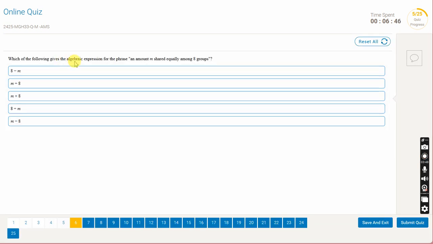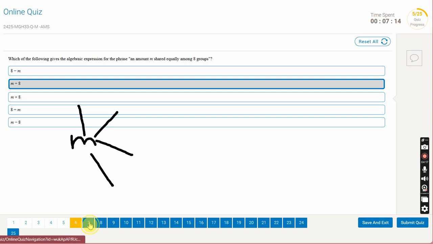Which of the following is algebraic expression for the phrase an amount m shared equally among 8 groups? So now they're dividing. Now remember, m can be anything. It can be a piece of chocolate, it can be gifts, maybe like m gifts being divided into 8 parts. It's being shared equally. What does shared equally mean? It means division. When you divide something equally among a group of people or a group of students, you're going to divide it.